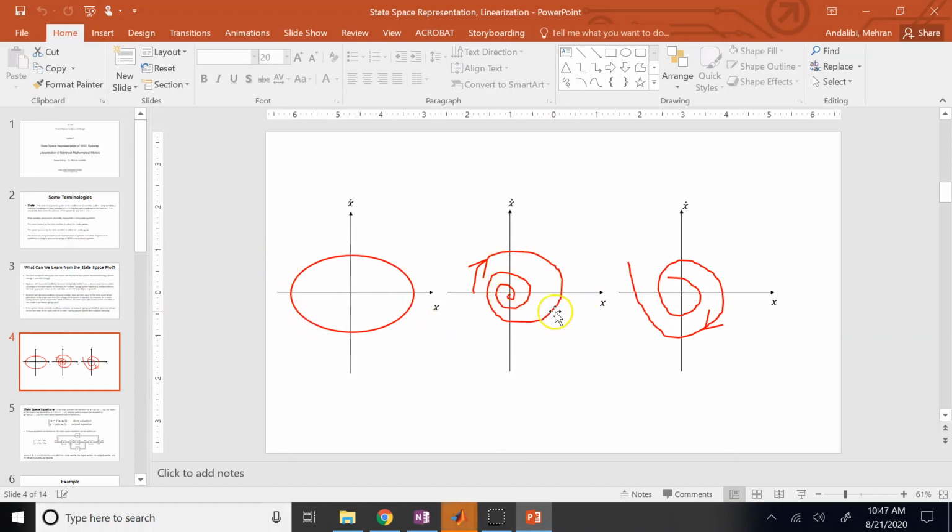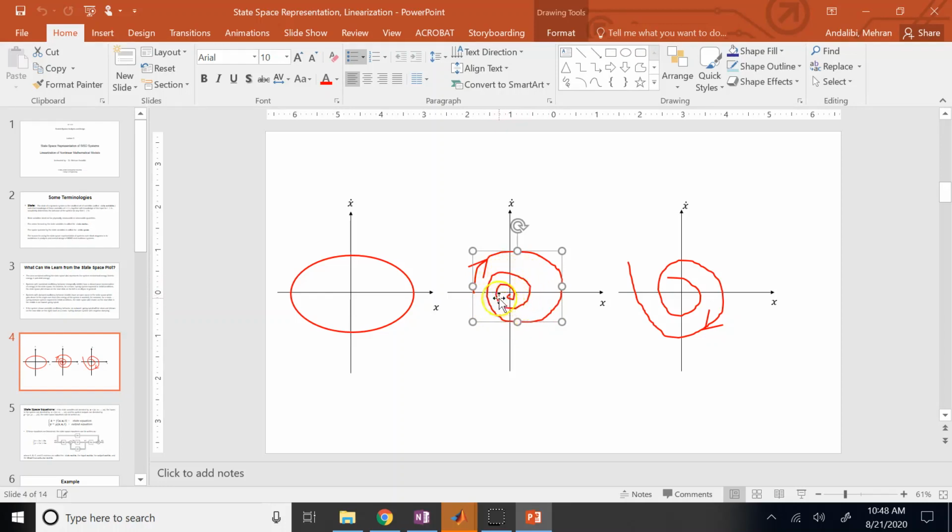Now I can easily show you that if you add a damper to the system, then the state space curve would look like a spiral that ultimately will converge to the origin. Really? Yes, it does. It actually does. It will converge to the origin. Why? Because the damper eats out the mechanical energy and converts it to heat that I cannot get back because of the generation of entropy.